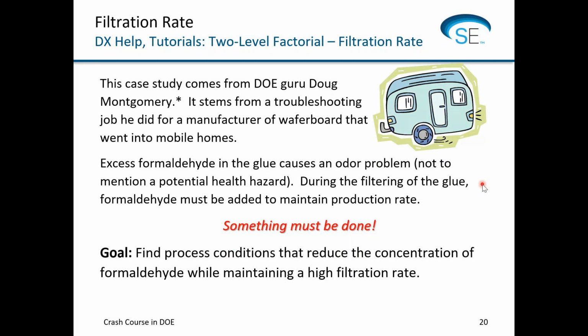So what they want to do is at least cut the formaldehyde content in half. It's currently at 4%. They'd like to get it down closer to 2% if they can. But the goal is to explore other factors that might allow them to sustain the good filtration rate so they can be productive at the same time. Okay, so find the process conditions that reduce the concentration of formaldehyde while maintaining a high filtration rate.